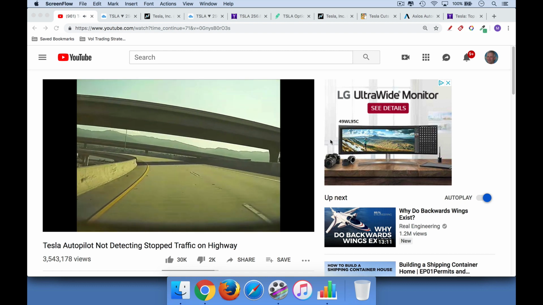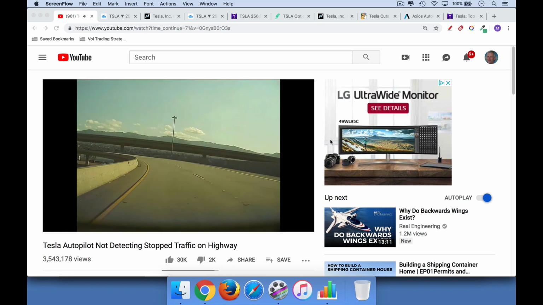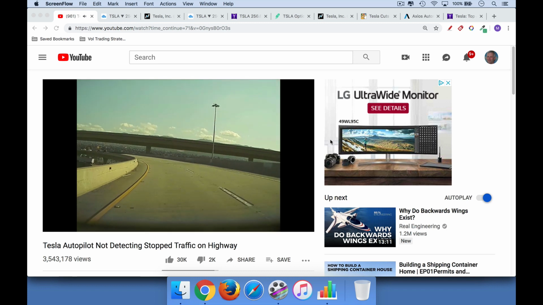I thought I'd open with this picture of a Tesla autopilot veering into traffic, not sensing it, and the driver actually has to take control in order to not crash.